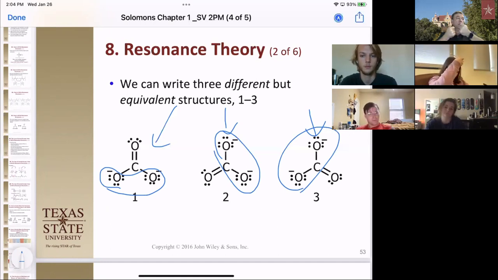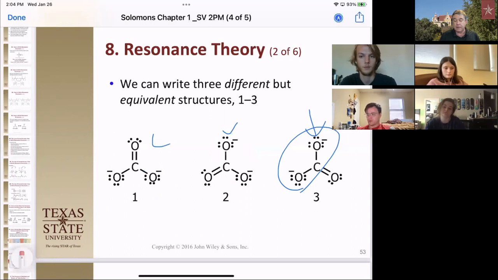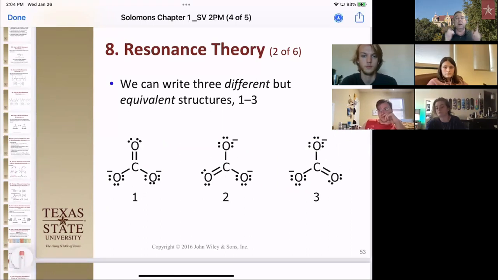Yes, thank you. Great. Okay, so in the case of this, we found that we could draw 3 different resonance structures, and they're all valid resonance structures. And so that means that in resonance theory, in our heads, we have to think, well, it's not really number one, it's not really number two, and it's not really number three. It's some kind of blend of these.